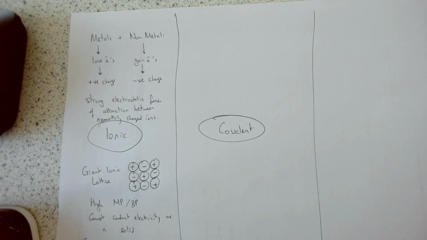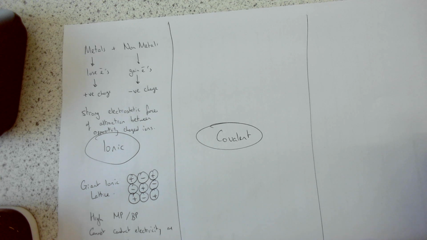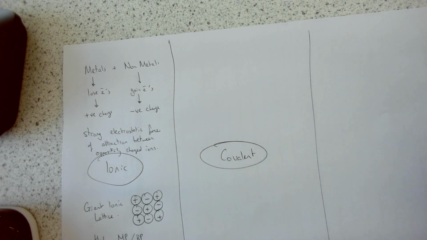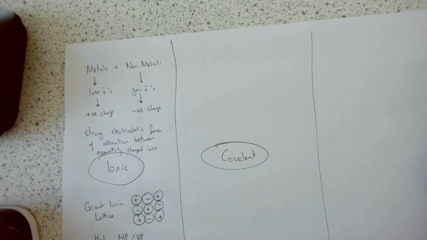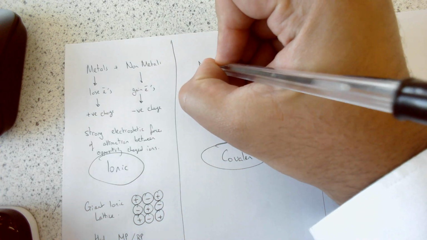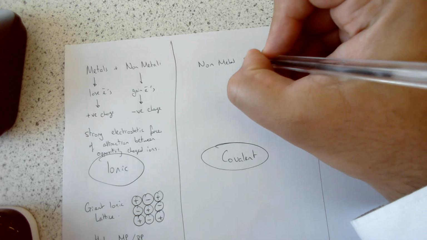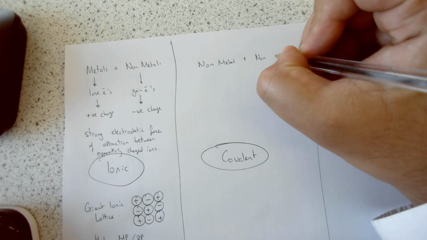Covalent bonding. In this one, your teacher's probably going to get you drawing loads and loads of dot and cross diagrams, and they are really important for practice. This one we're not doing any dot and cross diagrams, but let's talk about covalent bonding. Covalent bonding, what have we got? We've got non-metal plus non-metal.